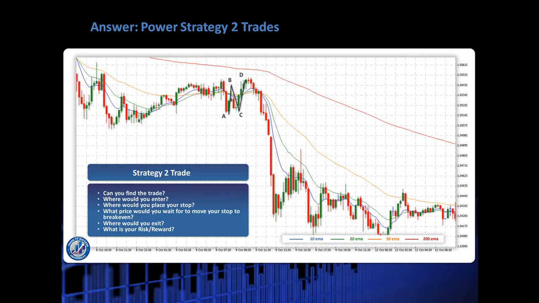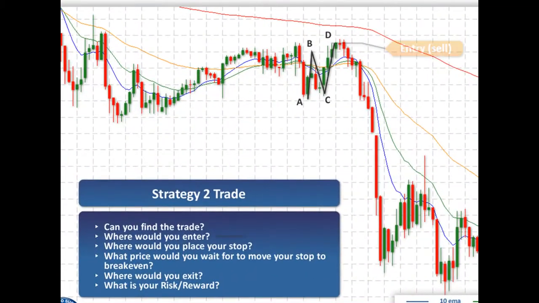So where would we be entering with a strategy 2 trade? Well, the answer is we're going to be entering at the D point. We're going to be selling here. We want to go short. We already knew we were looking for a short trade, so we were looking for an ABCD up move. What about where you're going to be placing your stop?